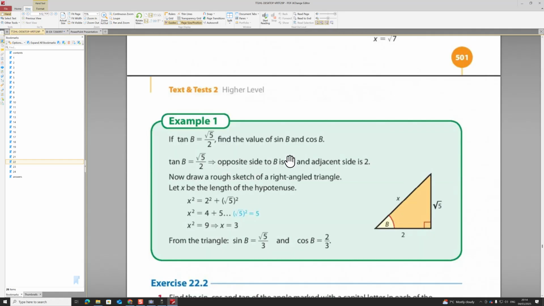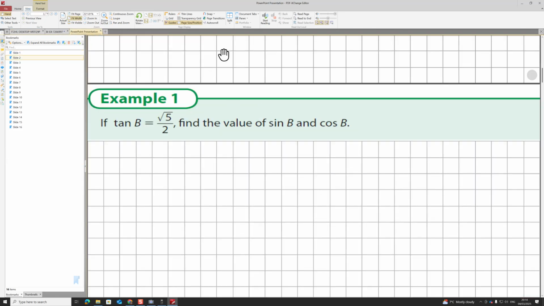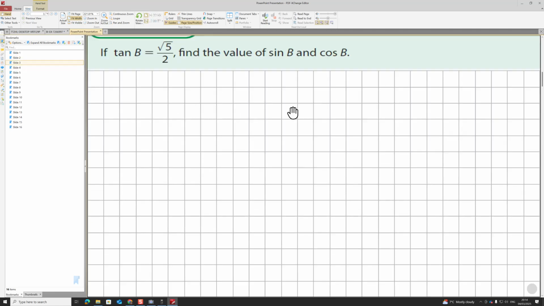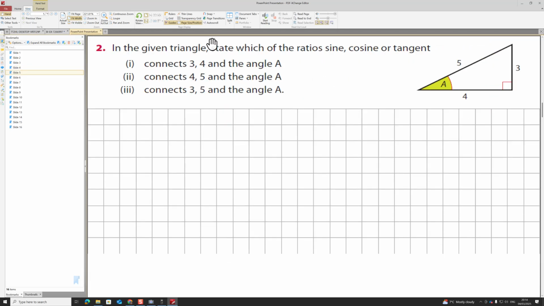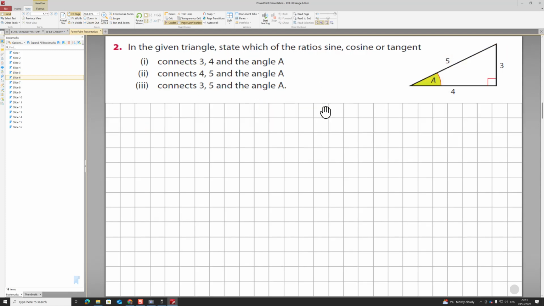Let's have a look at the next one. Oh, my zoom is too high. Hold on. Alright.